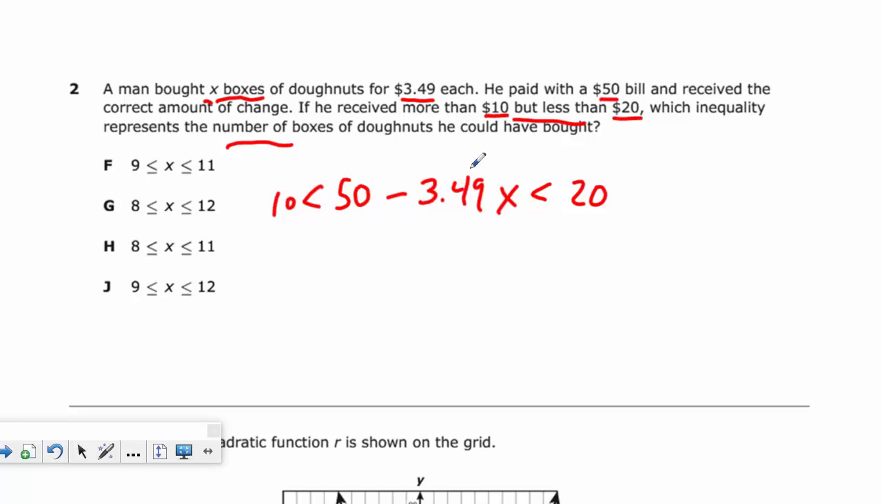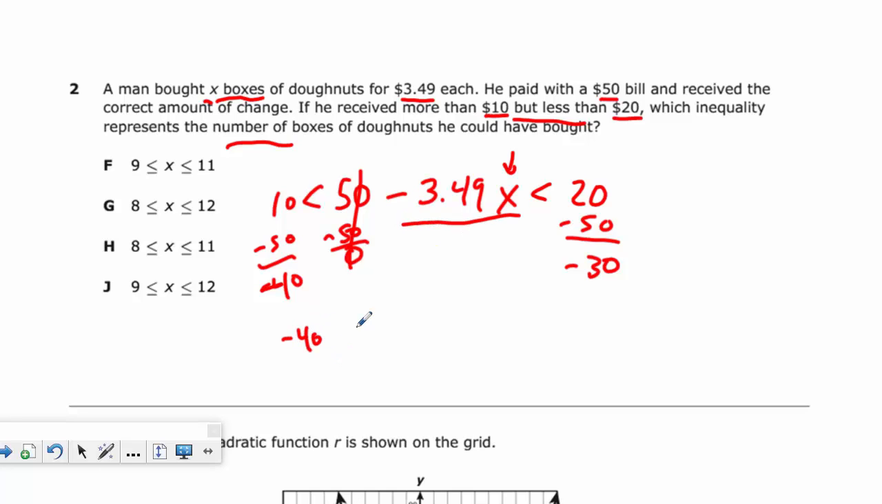Let's solve this for x, and what I'm going to do is subtract 50. To get x by itself, I have to get rid of this 50. So I'm going to subtract 50 from every side: the left side, the right side, and the middle. Take 50 away, this is going to be 0. 10 minus 50 is negative 40, and 20 minus 50 is negative 30. So let's consolidate what we have here. On the left side we have negative 40. In the middle we have this left over, so don't forget this inequality. We've got negative 3.49x, and then less than negative 30.